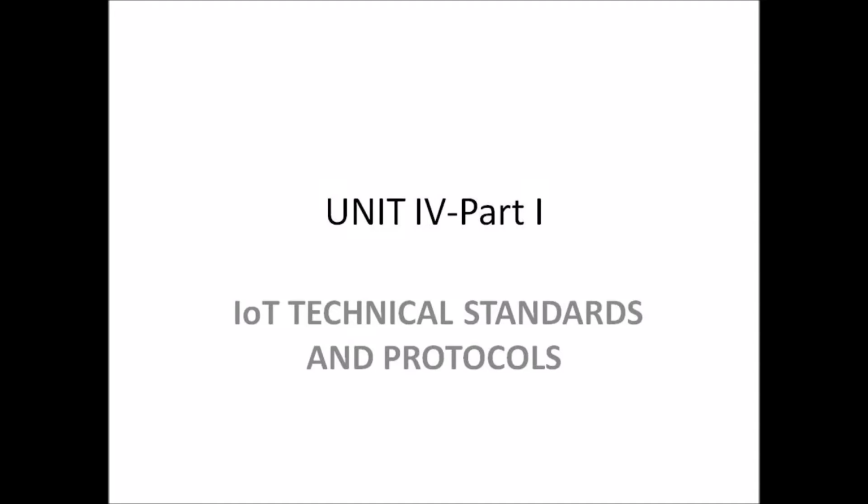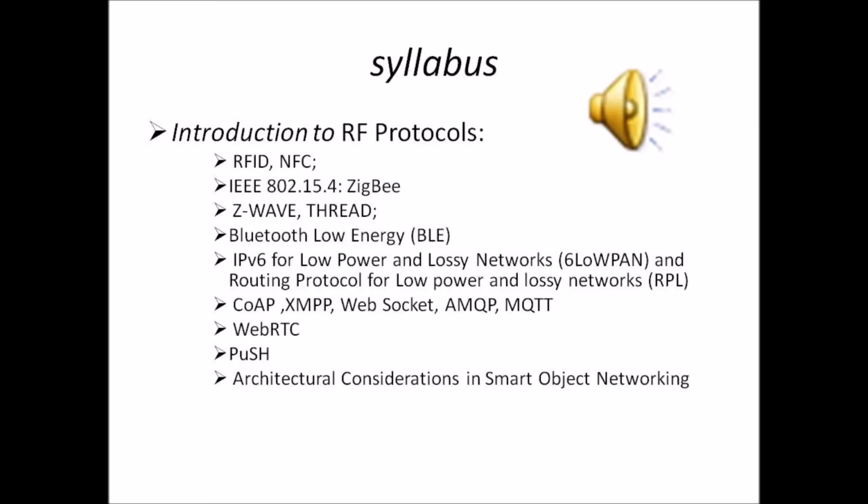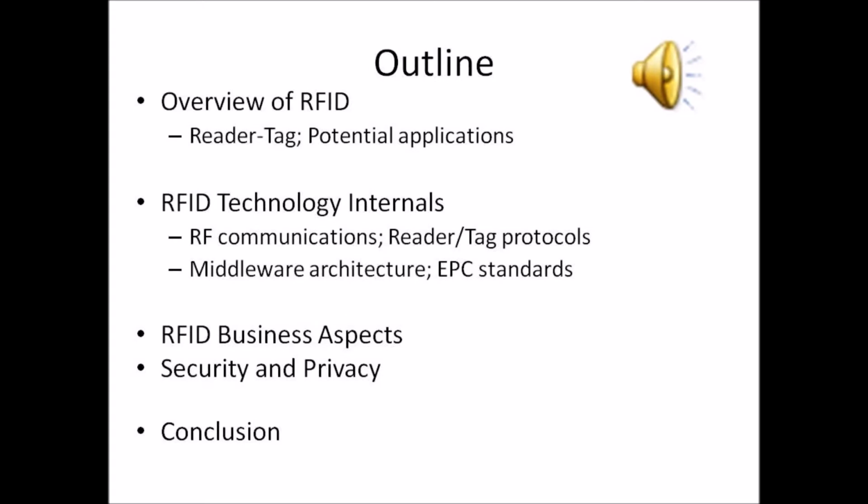Welcome to Unit 4. This is the slide which explains the syllabus, which includes the RF protocols: RFID, NFC, IEEE 802.15.4, which is the personal area network, ZigBee, Z-Wave, Thread, and Bluetooth Low Energy. So this slide gives the outline of what is RFID.